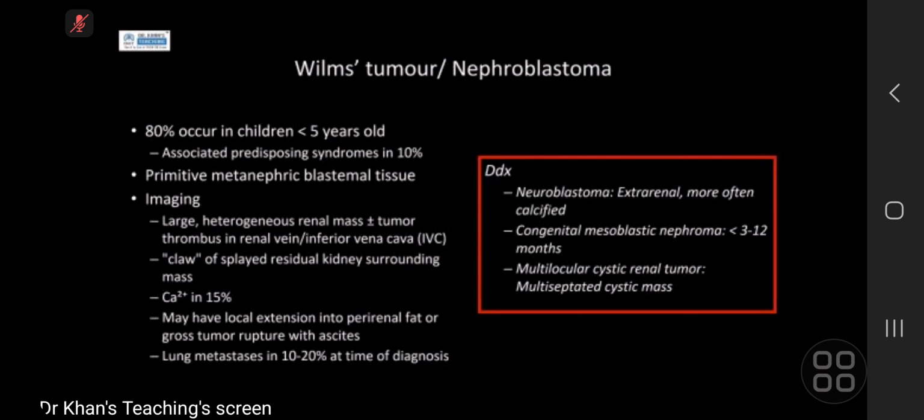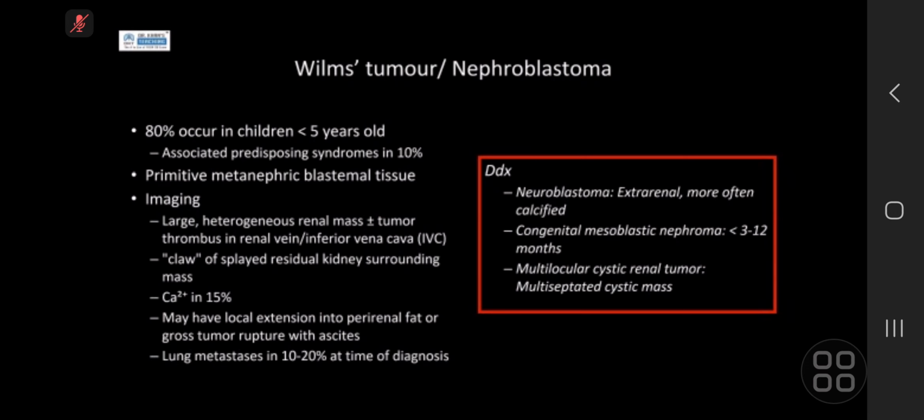which can also have tumor thrombus, but we don't have that here going into the renal vein and IVC. And what's seen here is actually a claw sign, which I'll show you in a different picture. You can sometimes get calcification in Wilms, but that's more commonly seen in neuroblastoma. You can have local extension to perirenal fat or tumor rupture. And nice to add that, yes, you do a CT scan because you want to make sure there are no lung metastases at the time of diagnosis.